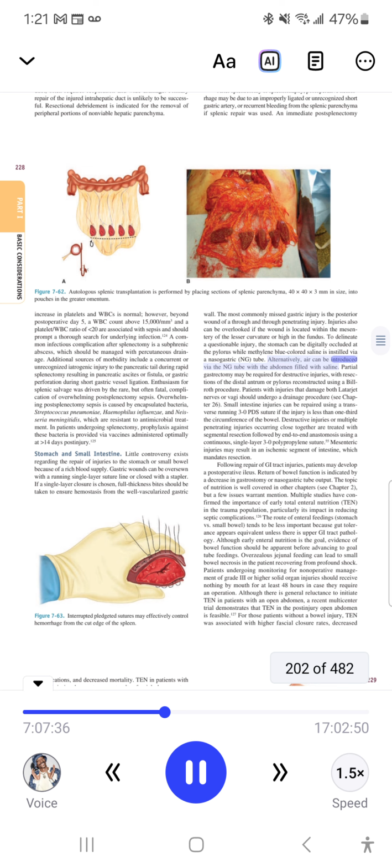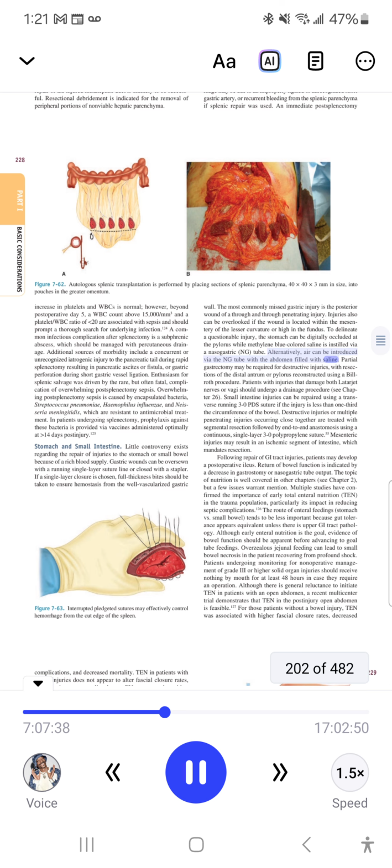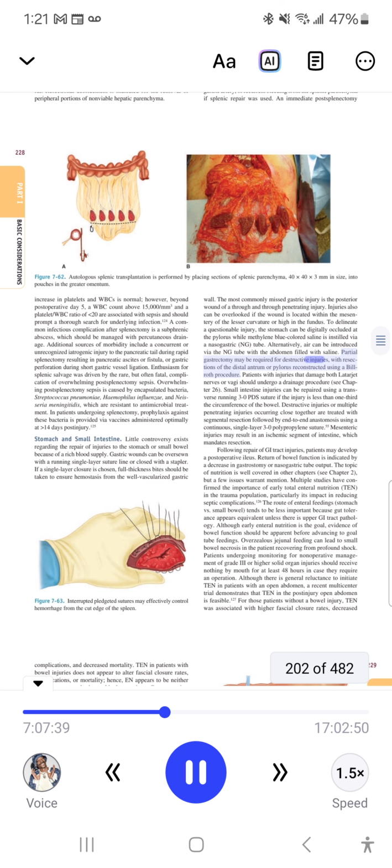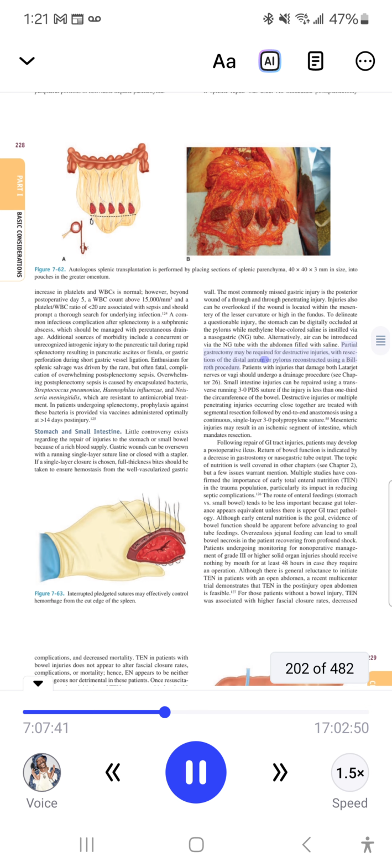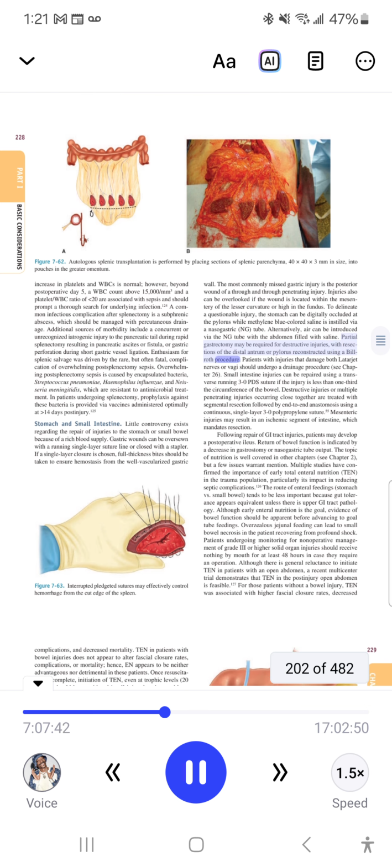Alternatively, air can be introduced via the NG tube with the abdomen filled with saline. Partial gastrectomy may be required for destructive injuries, with resections of the distal antrum or pylorus reconstructed using a Billroth procedure.